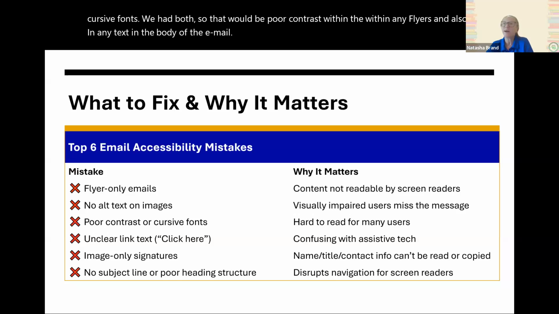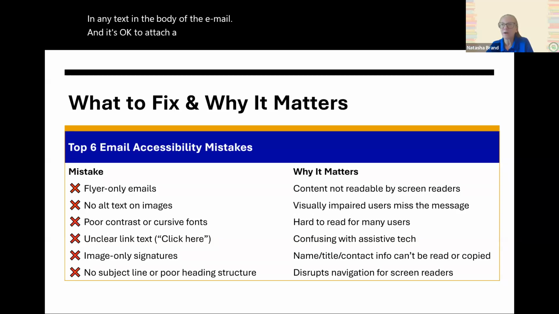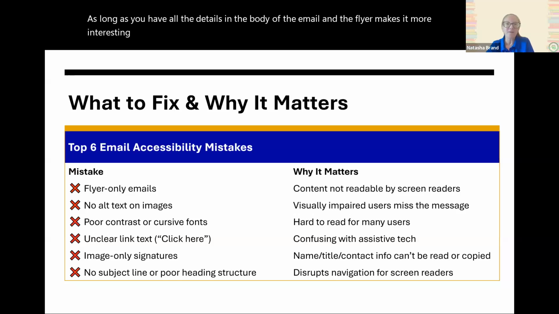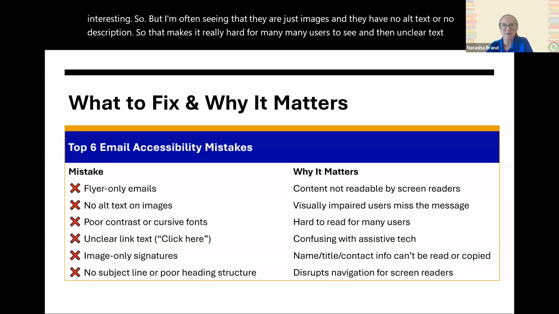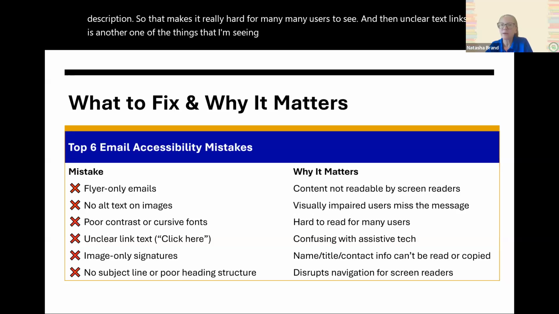And it's okay to attach a flyer as long as you have all the details in the body of the email, and the flyer makes it more interesting. But I'm often seeing that they are just images and they have no alt text or no description. So that makes it really hard for many users to see. And then unclear text links is another one of the things that I'm seeing really often, and they confuse assistive tech. So there's no description of where the link is going.